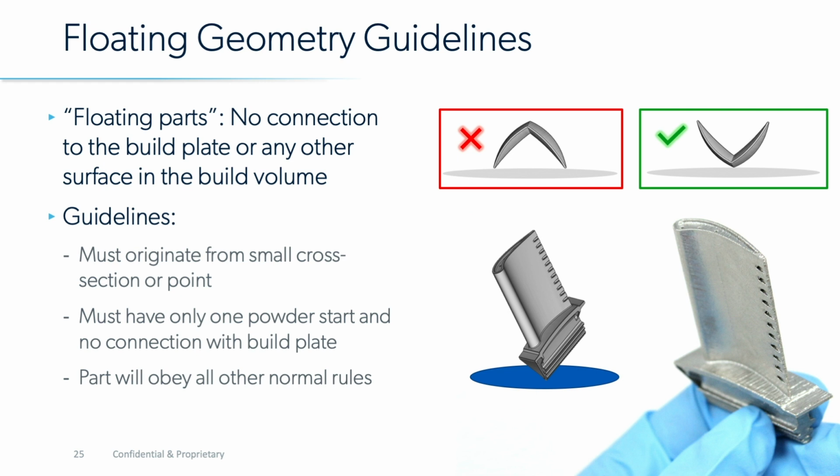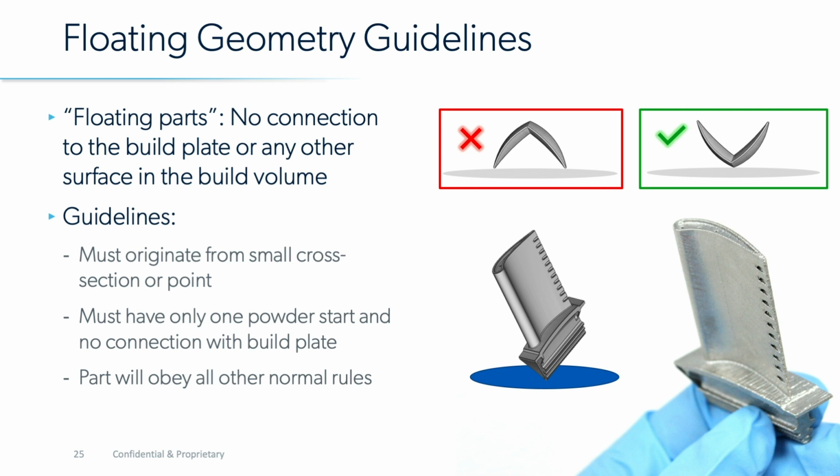Looking at a real part example, a lot of what I see where this can apply is two things. One, you already have a corner on a part, and if you rock it back on that corner, you won't have another powder start. That's the case of this mock-up turbine blade. The other example is you have something that's nearly a point, and what you can do is add what is referred to as a floating support.